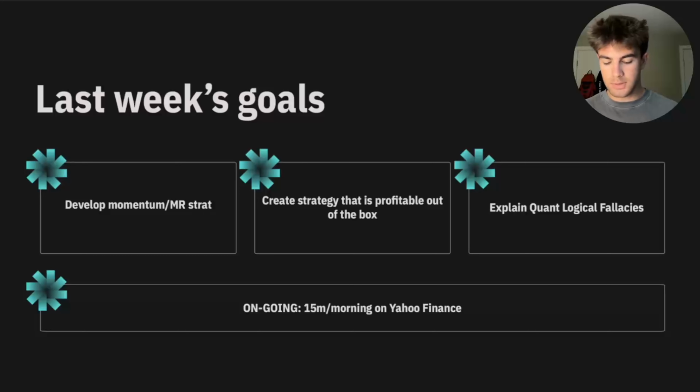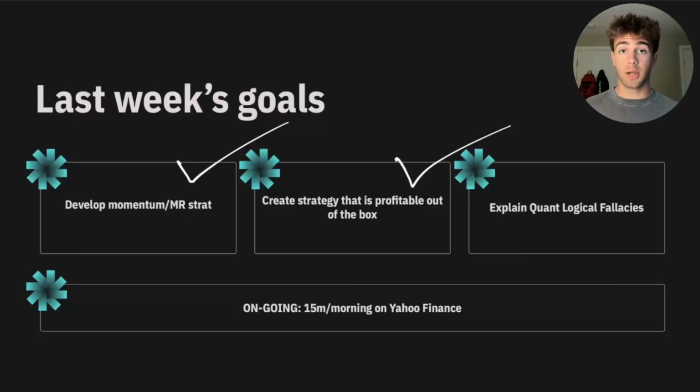So last week's goals: develop a regime-based momentum and mean reversion strategy, and then create a strategy that is profitable before optimization. I knocked both of those out with the same strategy. And then explain quant logical fallacies. We will get to that.